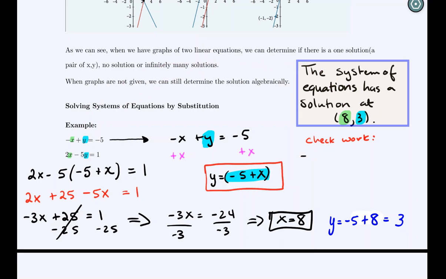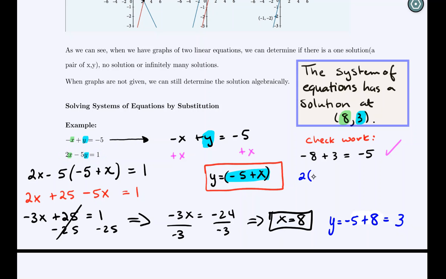So we'd have negative 8 plus 3. So plug 8 in for x, 3 in for y in the first equation. That is equal to negative 5. What did the equation say it was supposed to be equal to? Negative 5. That checks out. First equation gives a true statement. So the idea is when you substitute the x and y variables here, you should get what it's equal to on the right as well. Let's check the second equation.